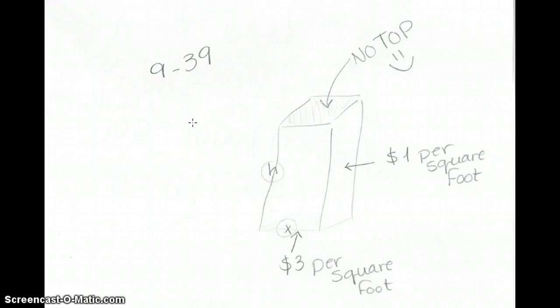The material for the base costs $3 per square foot. So for X squared, it's $3. Not per foot, but square foot. So for X squared, it's $3. Also, they said the side or the height, you can call it S or H. It costs $1 per square foot. So for H squared, it's $1.